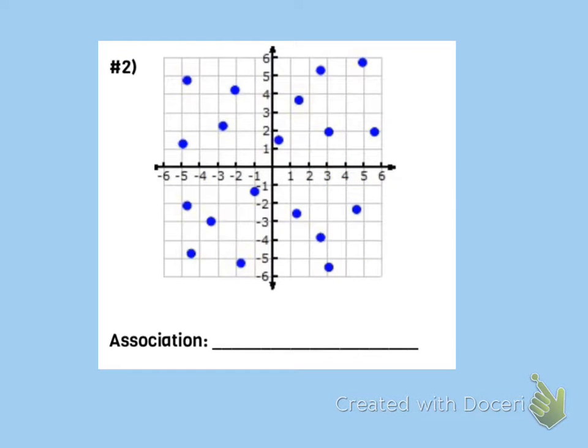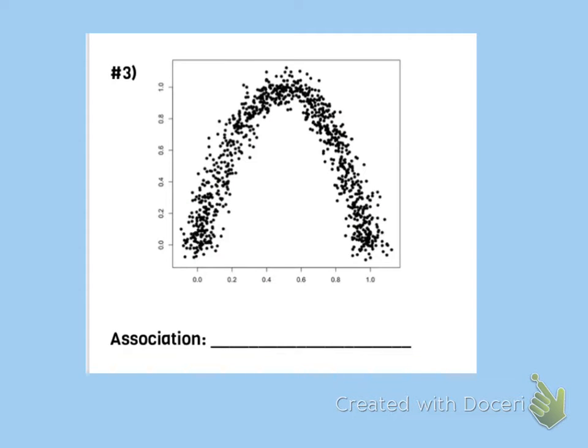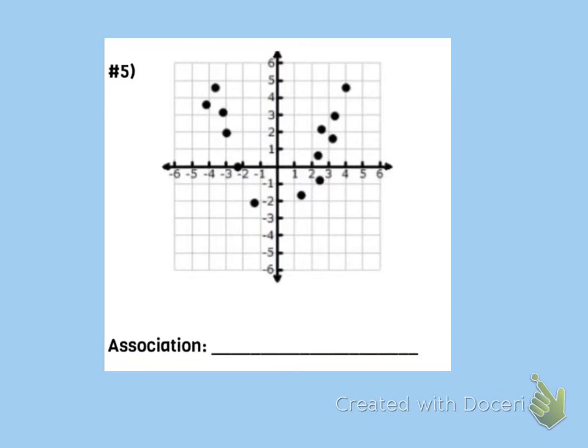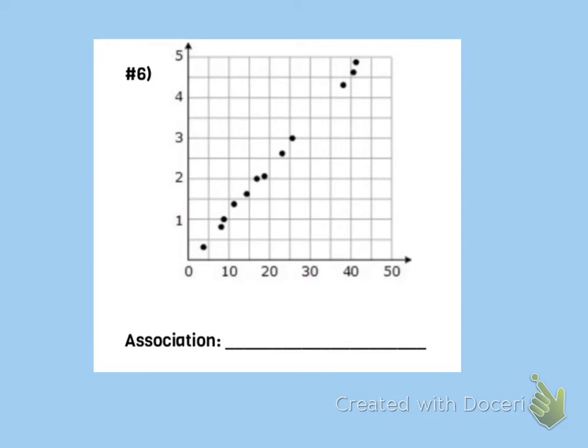Okay, for scatter plot number 2, go ahead and select the type of association displayed by this scatter plot. Scatter plot number 3, go ahead and select your type of association based on the scatter plot. Scatter plot number 4, go ahead and select the type of association for this scatter plot. Scatter plot number 5, go ahead and select the type of association displayed by the scatter plot. And the last one, scatter plot number 6, go ahead and select the type of association for this scatter plot.